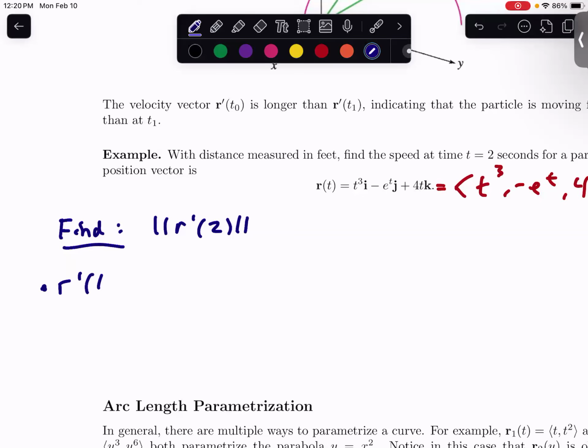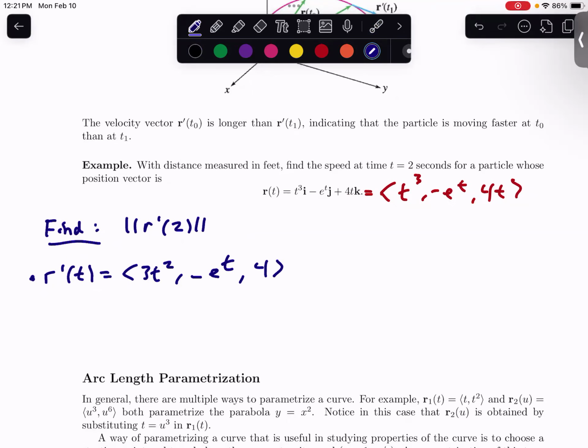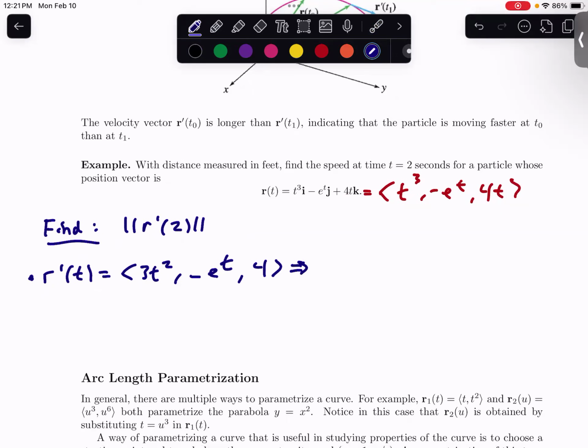Right, so r prime of t is just the derivative of the components of your vector. So this is going to be given by 3t squared, minus e to the t, and then 4. If you plug in t equal to 2, r prime of 2 is going to be, 2 squared is 4, times 3 gives you 12, you have minus e to the 2, and then 4 is just a constant, so it doesn't really matter.